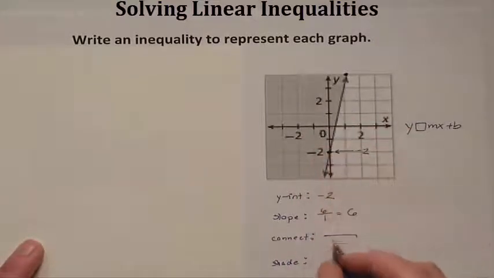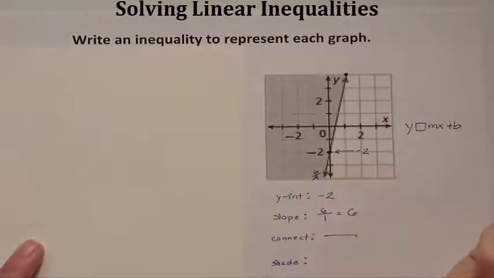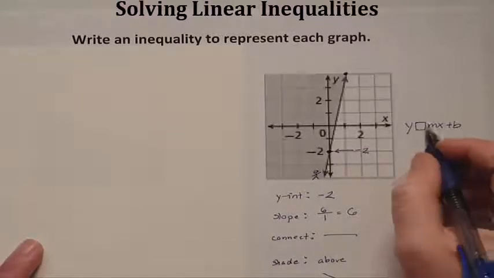Looking at it, it is connected with a solid line. And if slope dude was standing right there, where is the shading? The shading is above. So somehow we need to shade above, and it needs to be a solid line. So this is the symbol for above, and if it's going to be solid, it needs an equal sign on it as well. So let's go ahead and fill in the necessary information.